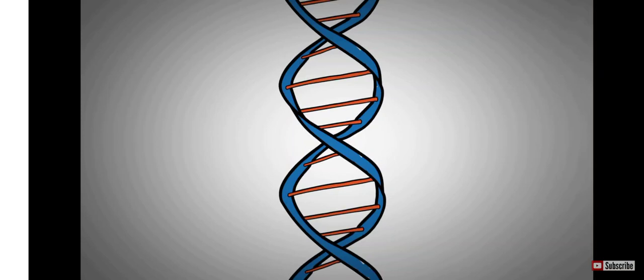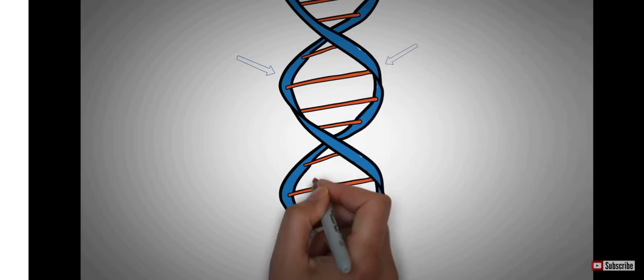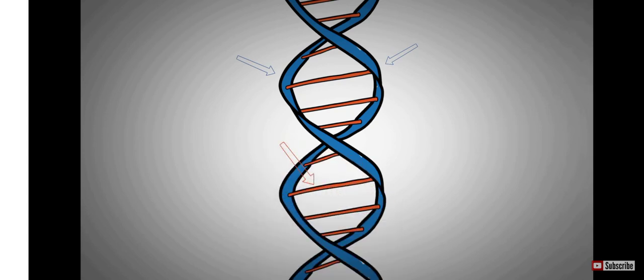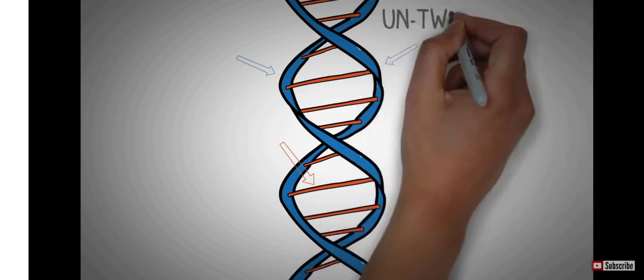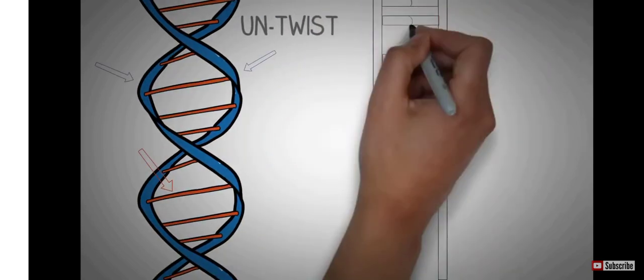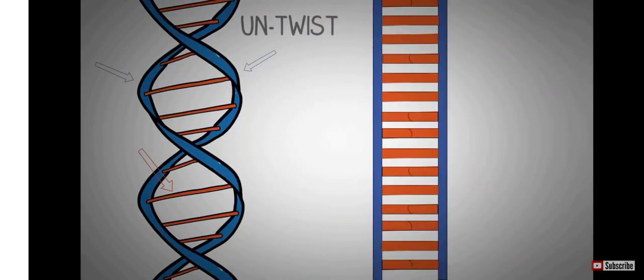Now, if you zoom into the structure of this double helix model of the DNA, you can clearly see that it basically consists of these 2 blue lines which are twisted around each other, and it also consists of these orange lines in the center which connect these 2 blue lines together. Now, to understand its structure in a better way, if we just untwist the double helical model, we will get something which is known as the step ladder model of the DNA.